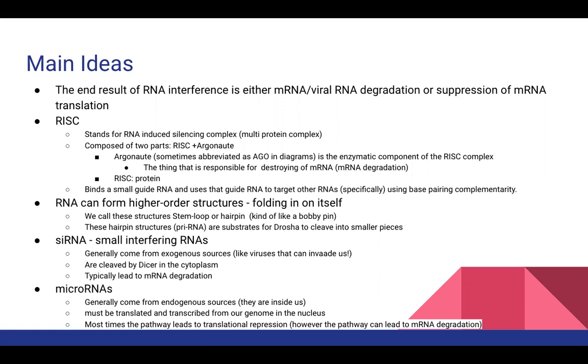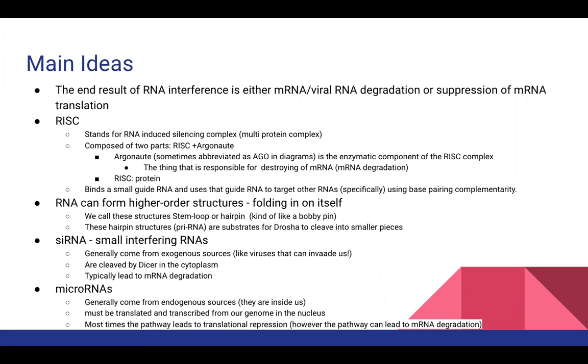These two different types of RNAs will be suppressed in different ways because they have different origins. But their overall mechanisms are similar, as you'll see. And so siRNAs are small interfering RNAs, and they usually come from exogenous sources like viruses that invade us. And they're cleaved by Dicer in the cytoplasm, and it usually leads to mRNA degradation.